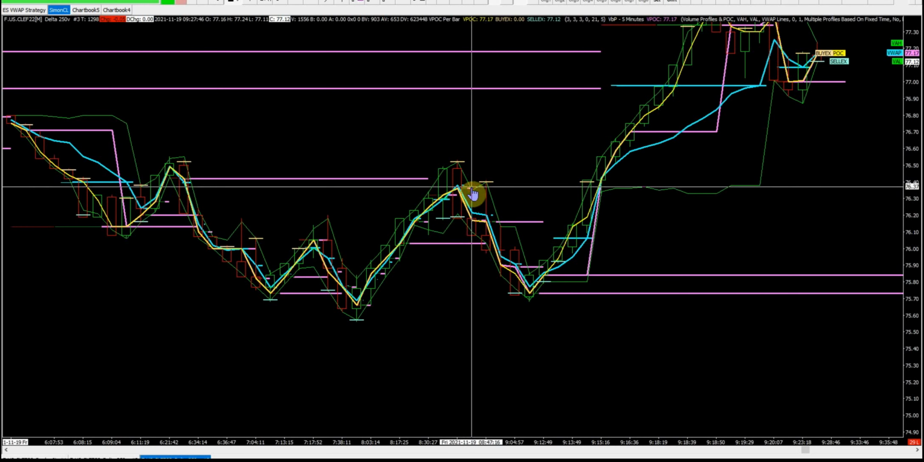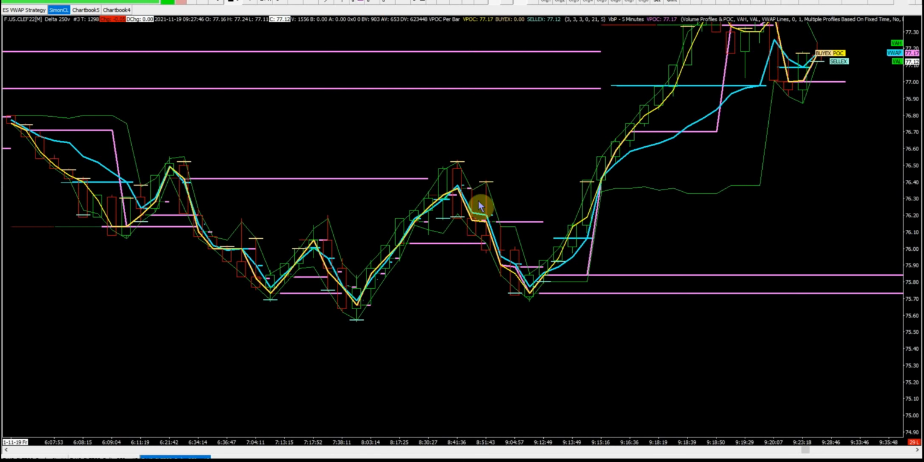Okay, there's your entry right there. Very little risk. Target for the short right there, that bar, that VPOC right there. Comes back up. There's your retest. There's your entry for the short trade. Again, you can get back in your short.